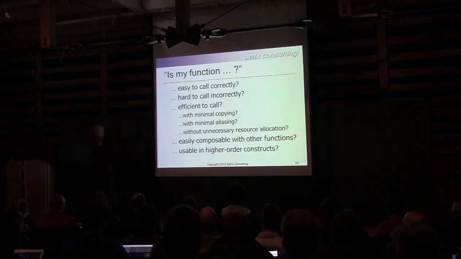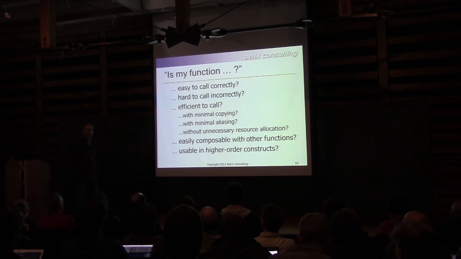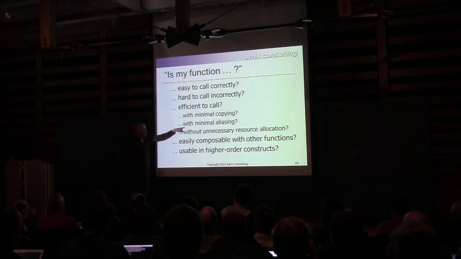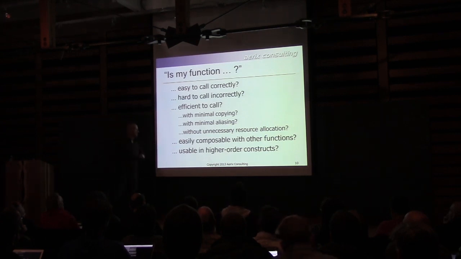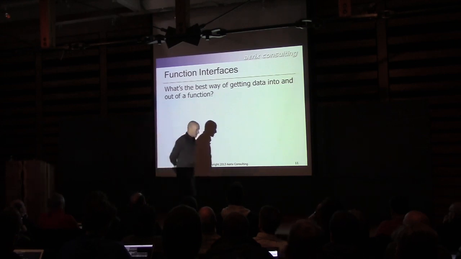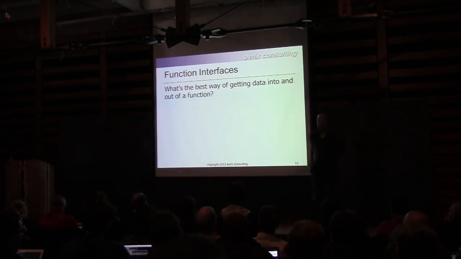When you write a function, whether C++98 or C++11, these are some things that you might want to think about when you're writing a function that's intended to be reused, which is every function. Is it easy to call correctly? Hard to call incorrectly? Efficient to call with minimal copying and aliasing without unnecessary resource allocation? Is it easily composable with other functions? And is it usable in higher order constructs? These are the kinds of things that you want to think about when you're writing reusable functions. And let's get really, really basic and talk about what's the best way to get stuff into and out of a function. It doesn't get more basic than this.